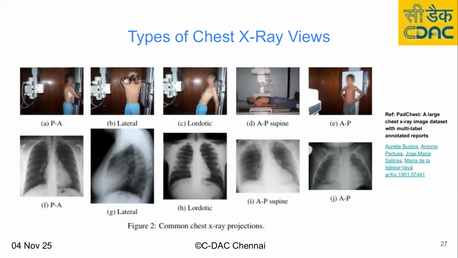But in other methods like lateral X-ray images, the X-ray beam will fall on the left side of the person standing like this, and you will get a lateral X-ray like this. And there are other positions like the lordotic X-ray position, or the AP supine X-ray position, and the anterior posterior position of taking an X-ray image, where the X-rays fall on the front chest part of the body of the patient.